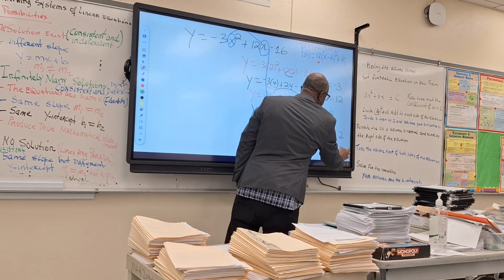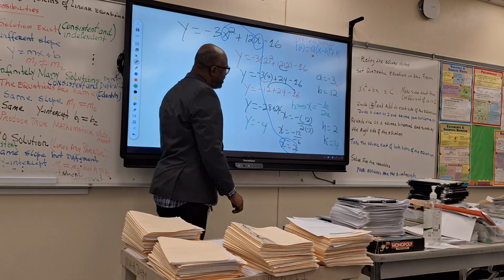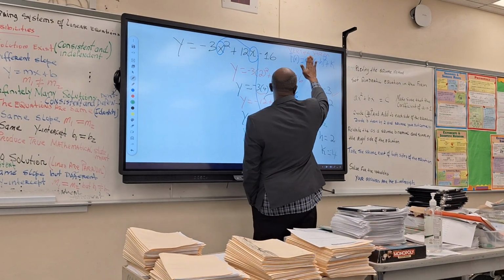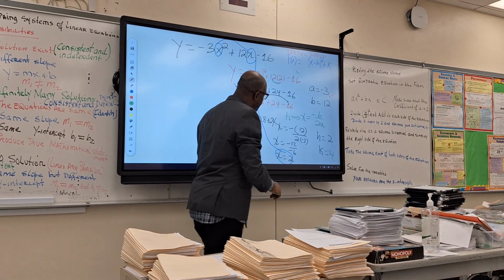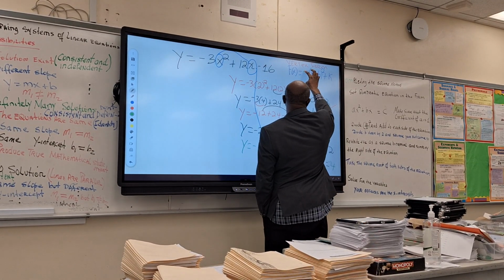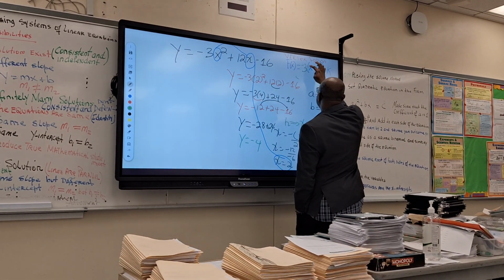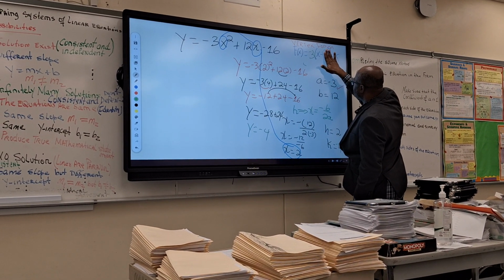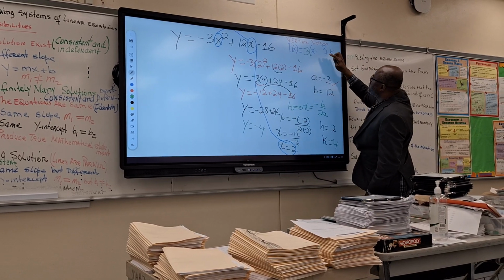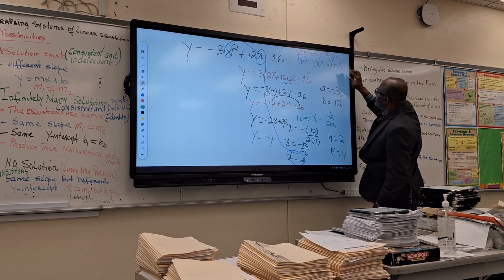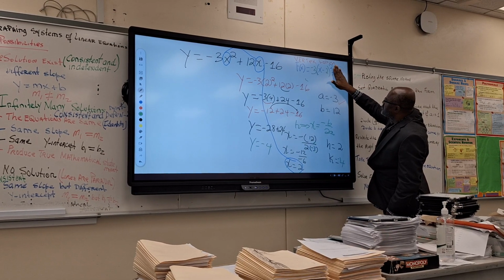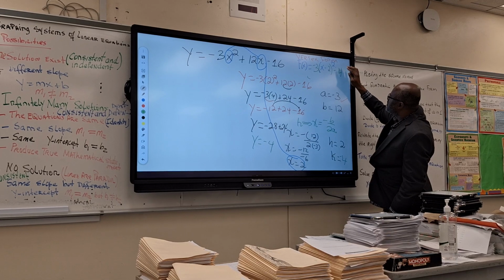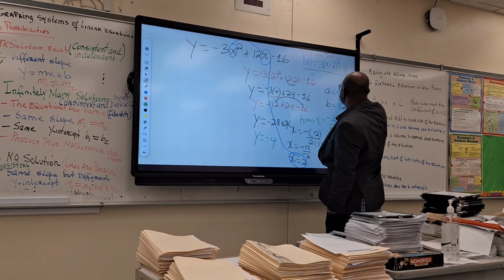Now we know what we need to know. So to write it in vertex form, we're going to replace A. What is A? Negative 3. That's the formula. What is H? H is 2. And what is K? Negative 4. Then your equation is in vertex form. That's the easy way, isn't it?